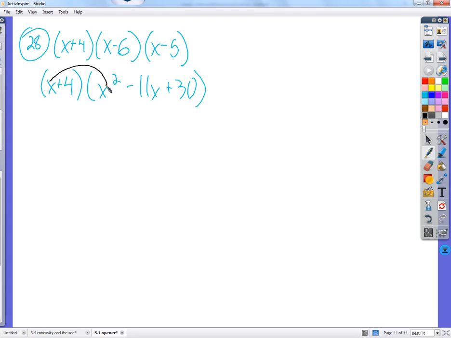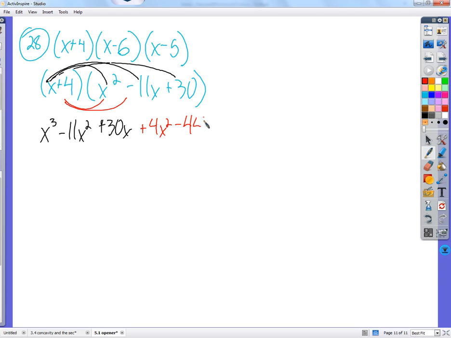If we want to be real careful, we can use these little arches. x cubed minus 11x squared plus 30x plus 4x squared minus 44x plus 120. There's only one x cubed term, so that's the x squared term and x squared term.